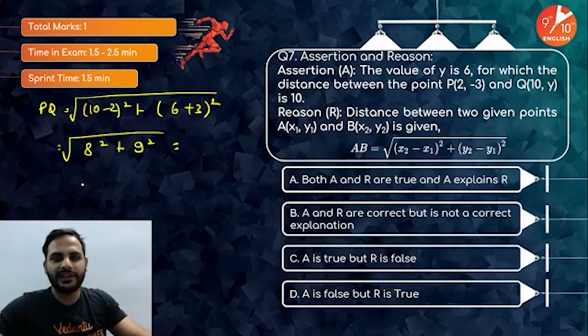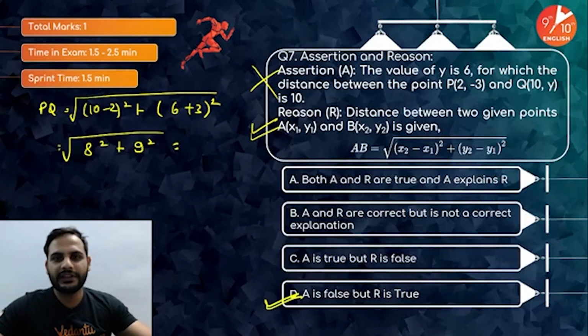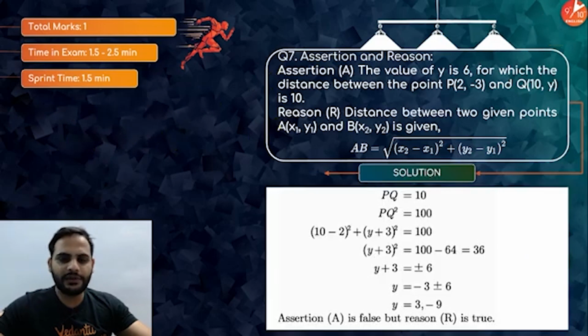So this will not come to 10, right? No. Assertion is false. Reason is true. It is the distance formula, direct. Assertion is false. Reason is true. Option D will be your correct answer. 6 is not the correct one. It will be 3. If you solve it, it will be 3, minus 9.